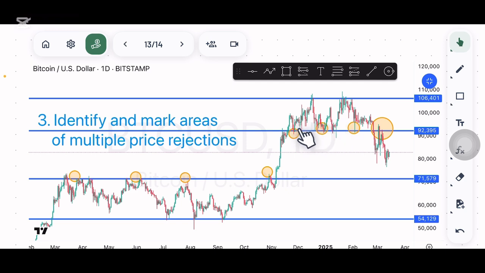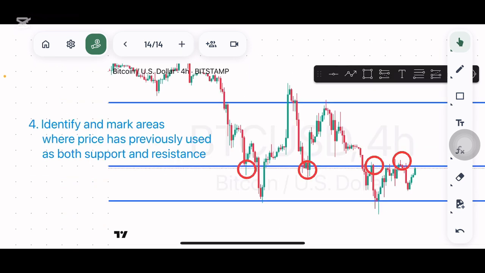Same thing here. You can see how price respected this place multiple times, and eventually it broke it here, went back, retested it and dropped. That's what I'm telling you. Whenever price breaks that support level, wait for a retest. It is going to come back to retest it and it will drop. That's it. So the fourth step is identify and mark areas where price has previously been used as both support and resistance.